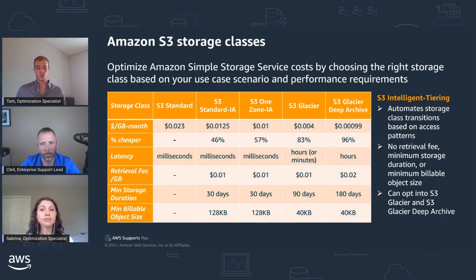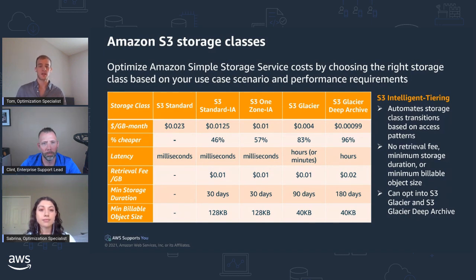And even colder storage is S3 Glacier Deep Archive, which offers the lowest cost per gigabyte storage on AWS at 96% the cost of Standard. However, it does have the highest latency with a data retrieval time of up to 12 hours that cannot be expedited. It is designed for the long-term retention of data that will be retained for 7 to 10 years.